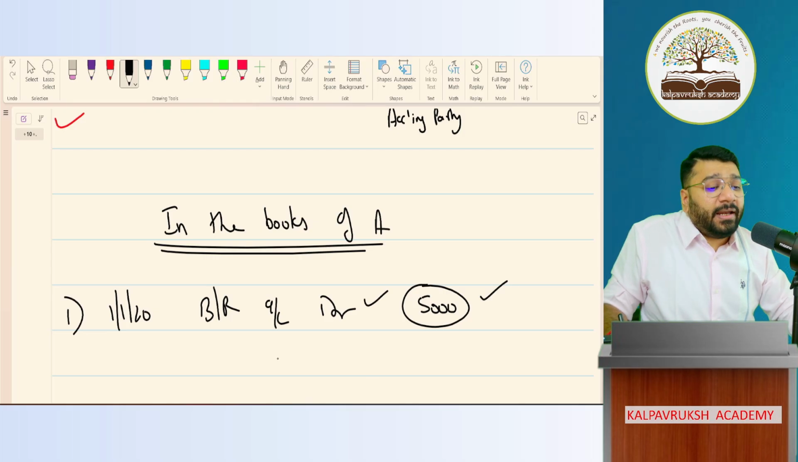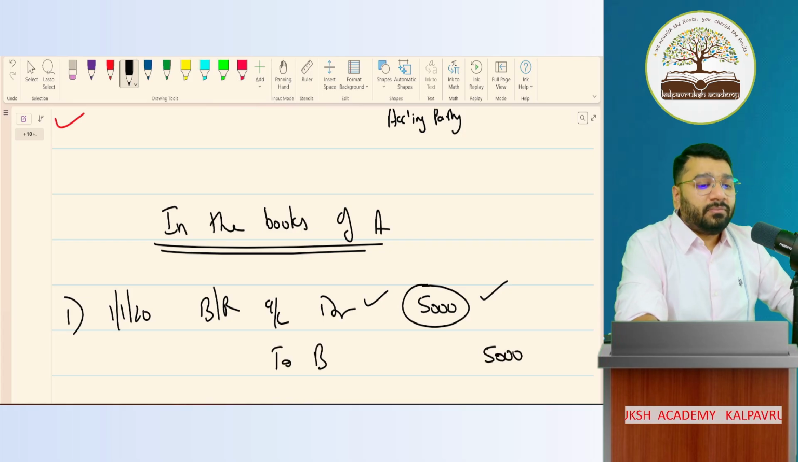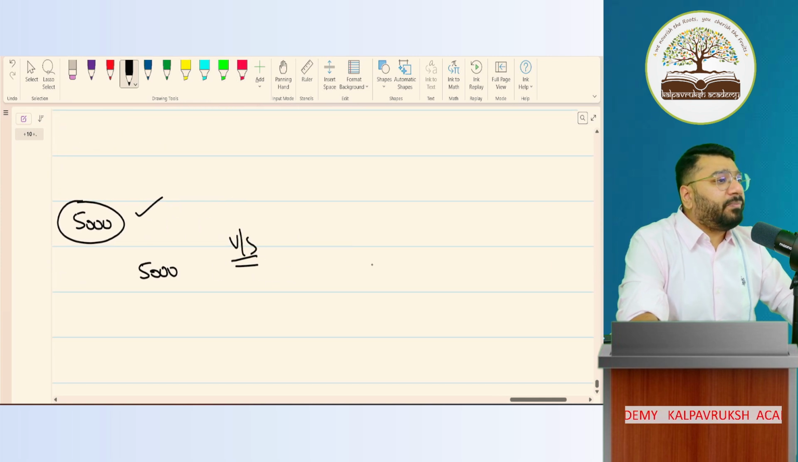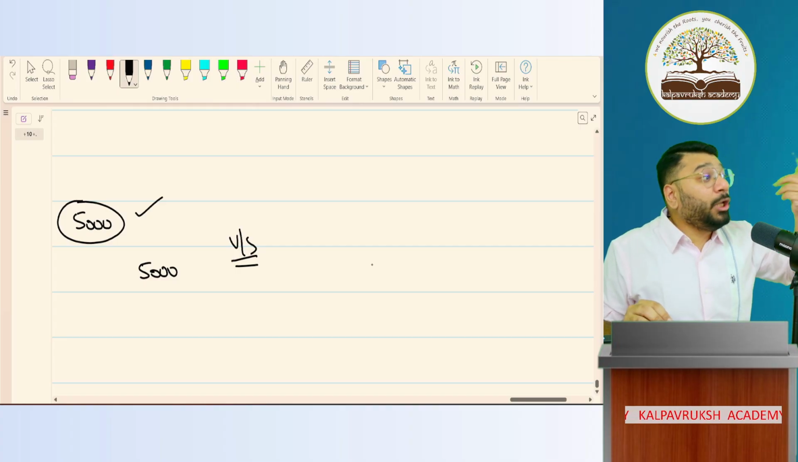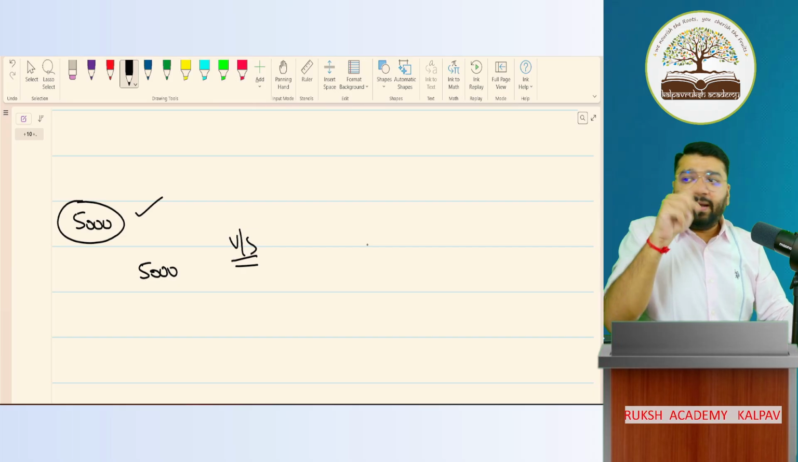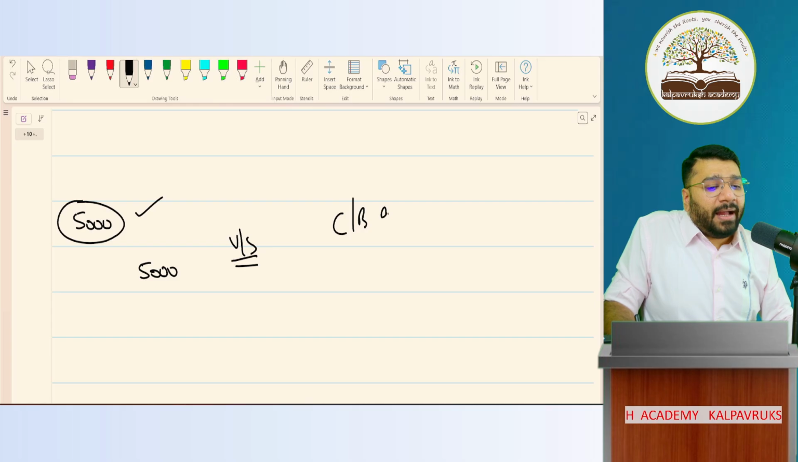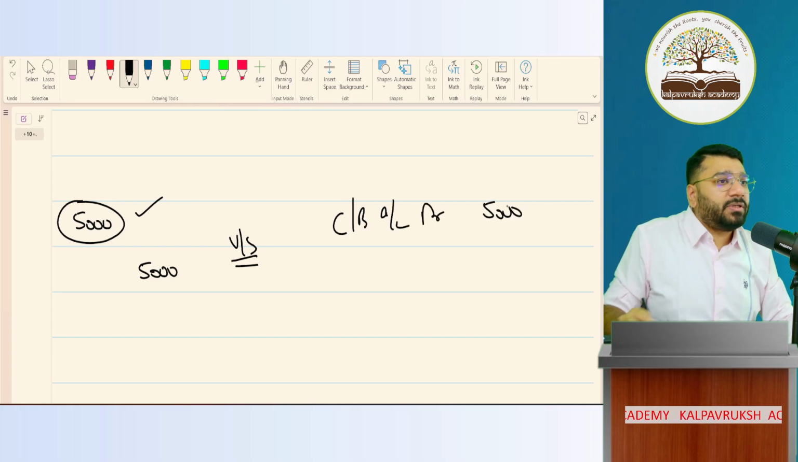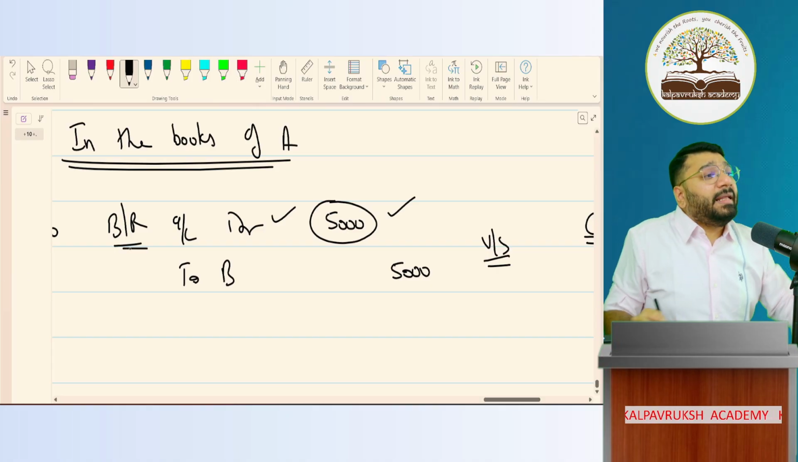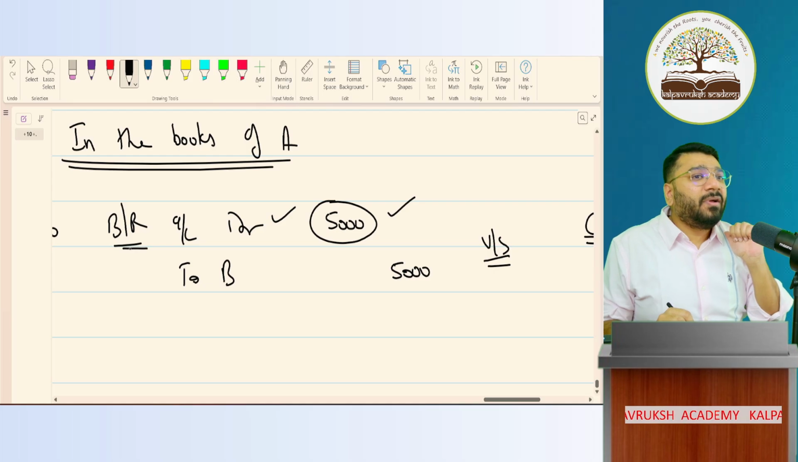A liability has to be created in the name of B, for 5,000 rupees. Simple. If you take a loan from any party, let's say you're taking a loan from B, what will be the entry? B will give money to us. So cash or bank account debit, money is coming inside, 5,000. Here, instead of cash and bank, money is coming inside in the form of BR. Got it, not got it?